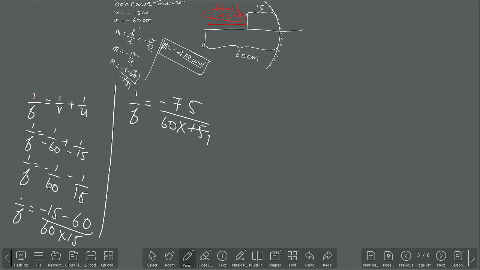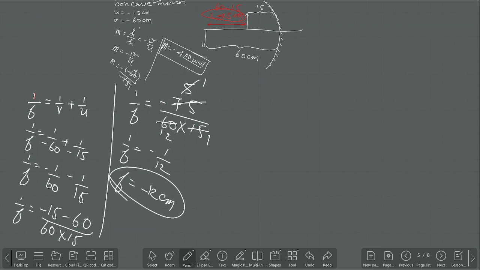1 15s are 15. How many 15s are 75? 5. 1 5s are 5. How many 5s are 60? 12. So 1 by F is equal to minus 1 by 12. F is equal to minus 12 centimeter. So this is going to be the focal length.